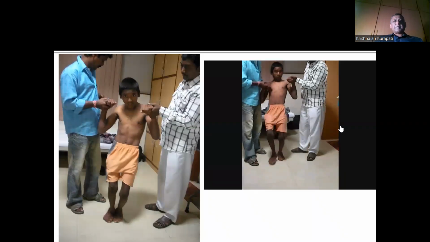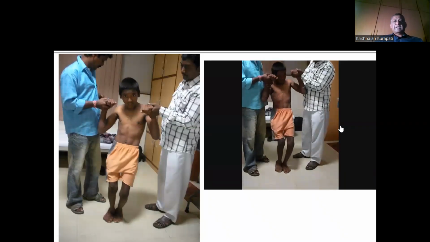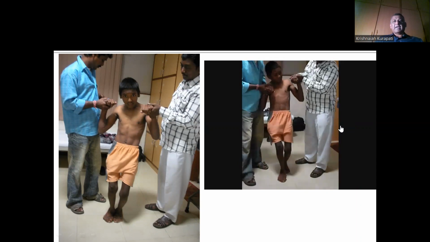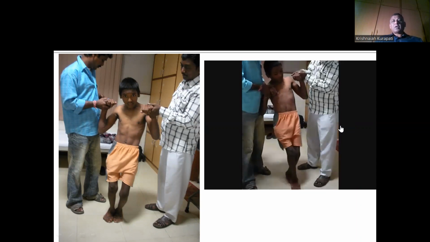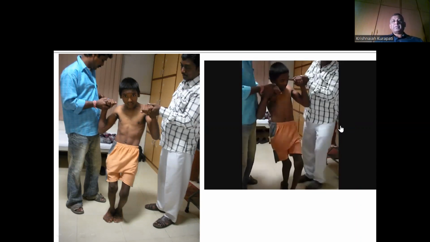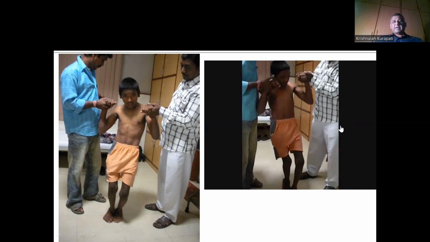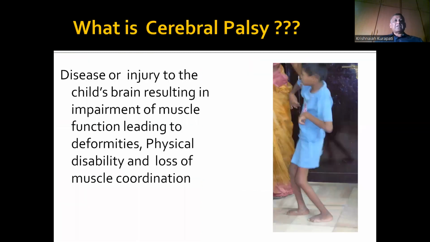This is how a cerebral palsy child typically looks, and you see how difficult it is for him to walk. He requires two people to support him to take steps. What is cerebral palsy? Well, it is a disease or injury to the child's brain resulting in impairment of muscle function, leading to deformities, physical disability, and loss of muscle coordination.